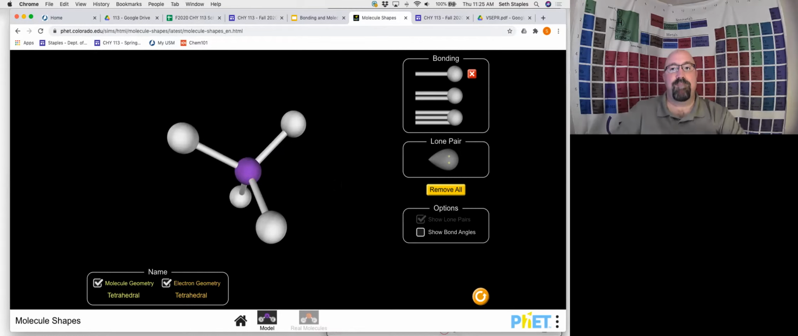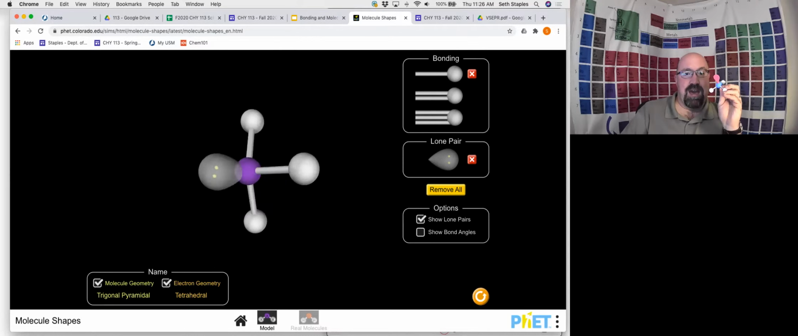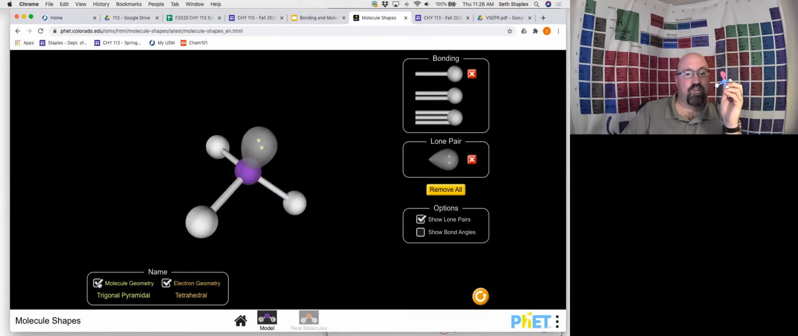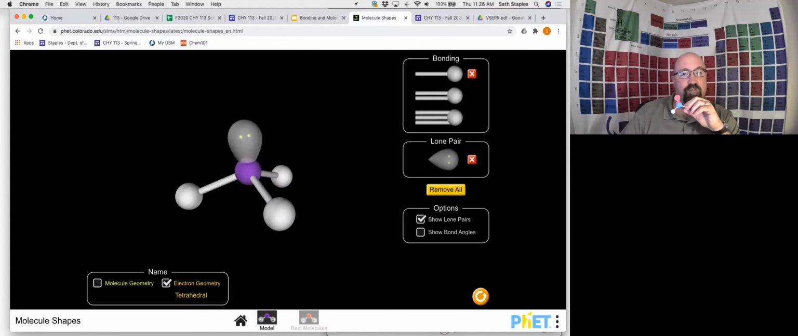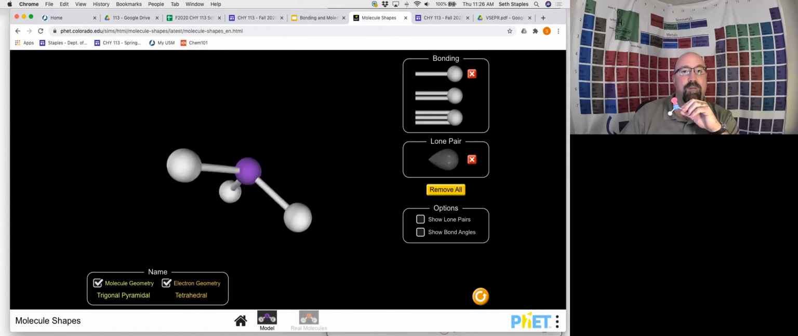Now I'm going to remove one of our bonds and replace it instead with a lone pair. So that's this example here. This is NH3 that I'm holding in my hand right here. And so now we still have an electron geometry of tetrahedral. We still have 1, 2, 3, 4 electron domains around our central atom. But now one of those is a lone pair. And so our electron domain geometry is still tetrahedral, but now our molecular geometry is what we call trigonal pyramidal.